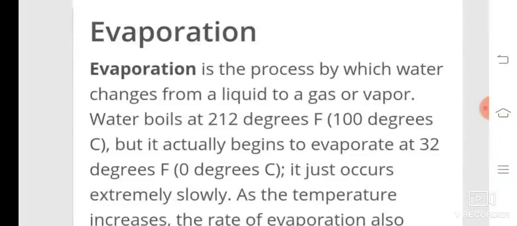Hello students, today we will talk about evaporation. Evaporation is the process by which water changes from a liquid to a gas or vapor.